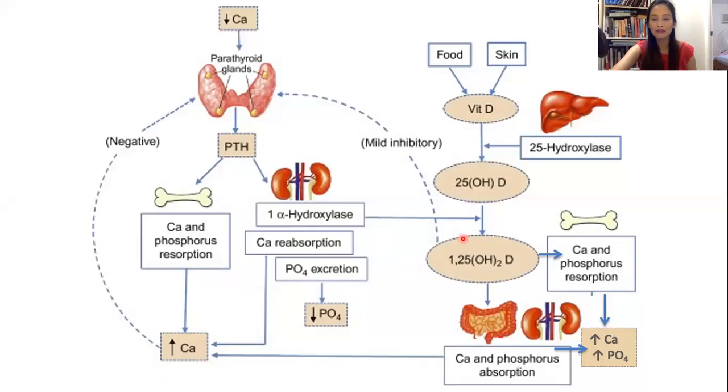So again, your PTH net effect will be to increase your calcium levels and lower your phosphate levels because it's a phosphaturic hormone. Your activated vitamin D, on the other hand, will increase calcium and phosphate reabsorption in both the intestine and the kidneys and will result in a net effect of increased calcium and increased phosphate. So that's the difference between your PTH and your vitamin D.